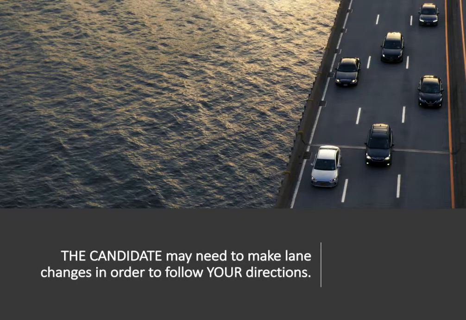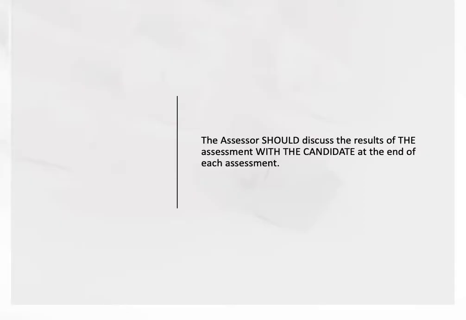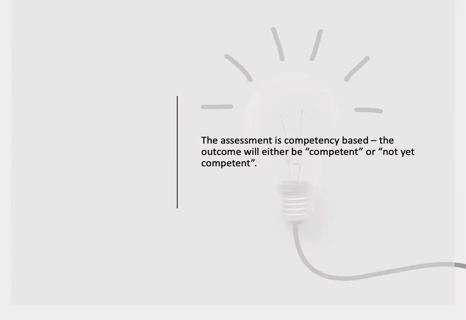The candidate may need to make lane changes in order to follow the assessor's directions. Mobile phones: candidates should turn their mobile phones off before the assessment begins. After the practical driving assessment, the assessor should discuss the results of the assessment with the candidate to give them feedback on how they performed.